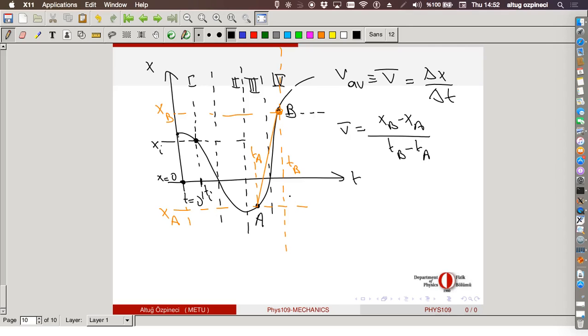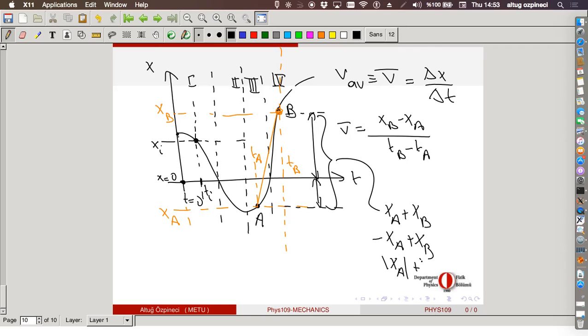So what is this height over here? It is just this one plus this one. So is it XA plus XB, right? So this is XA plus XB. Any objections? So you are saying that this is XA minus XB, but we are adding? So minus XA plus XB? No? Okay, so the absolute value of XA plus the absolute value of XB.